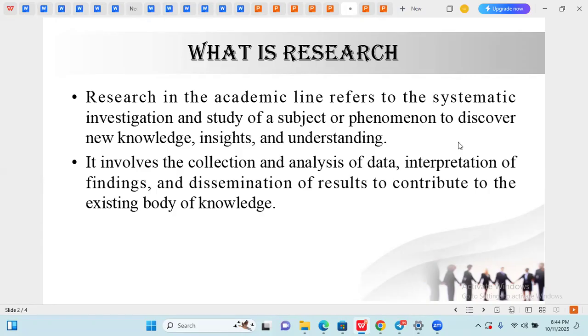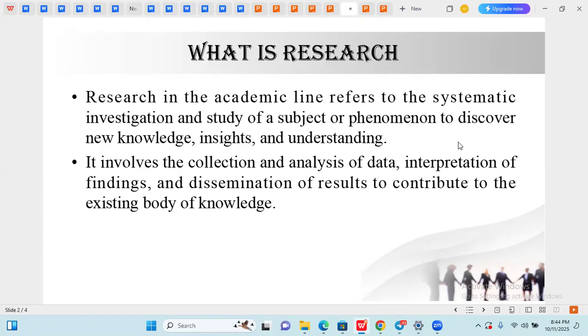Okay, so research refers to systematic investigation and study of a subject or phenomenon to discover new knowledge, insight, and understanding. Remember this definition, new knowledge. We are still going to come to it. New knowledge, new insight, the new understanding. Now look at the process. It involves the collection and analysis of data, interpretation of findings, and dissemination of results to contribute to the existing body of knowledge.